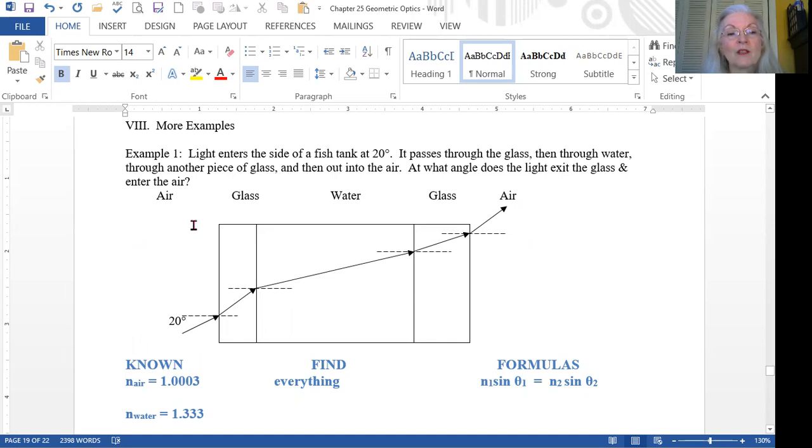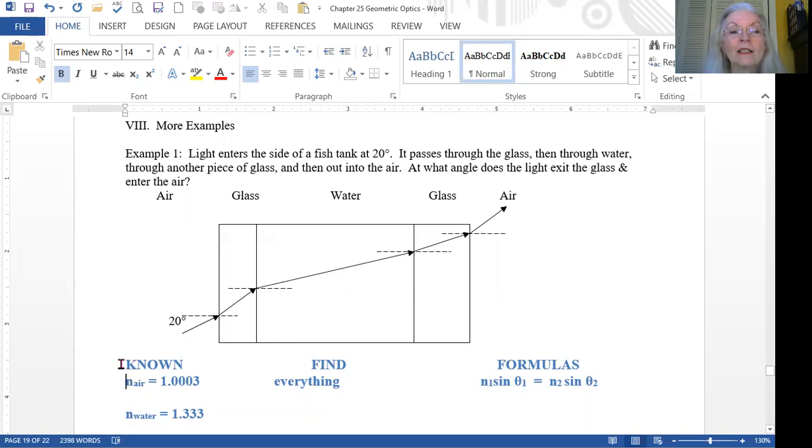So it's important with these pictures to have a good diagram. You want to make sure you understand your layering. You'll notice that we have all these dashed lines. Those are normals to the surface. So when the light ray comes in and hits the glass, this 20-degree angle is between the normal to the surface and the light ray. Remember that a normal to the surface makes a 90-degree angle with the surface. So we'll be measuring our angles with respect to these little dashed lines that hit our surfaces at a 90-degree angle.